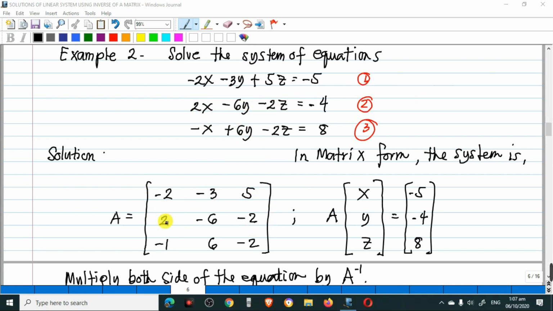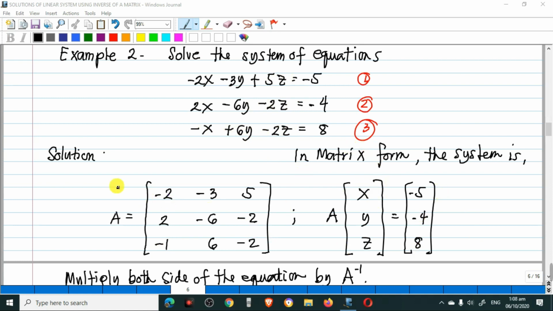That is your second row. And your last row is negative 1, 6, and negative 2. That is your last row. Okay? If we are going to write this system of linear equations into matrix form, ito na yung magiging itsura nun, di ba?